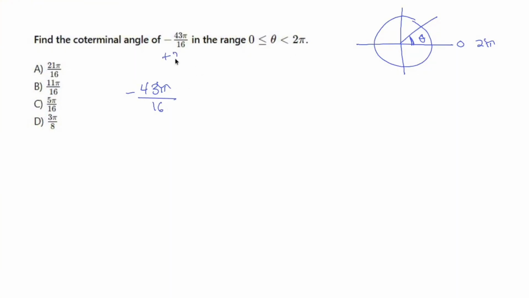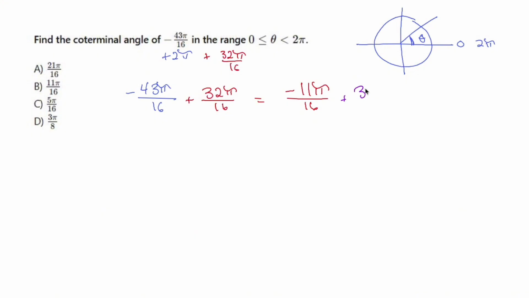Now, adding 2 pi isn't going to look so pretty here. So instead of adding 2 pi, I'm going to multiply the top and the bottom by 16, 32 pi over 16. I'm using common denominators. So let's add 32 pi over 16. By adding 32 pi over 16, that gets me negative 11 pi over 16. Now, I'm not in that sweet spot yet between 0 and 2 pi, so I keep repeating it until I land in that sweet spot.